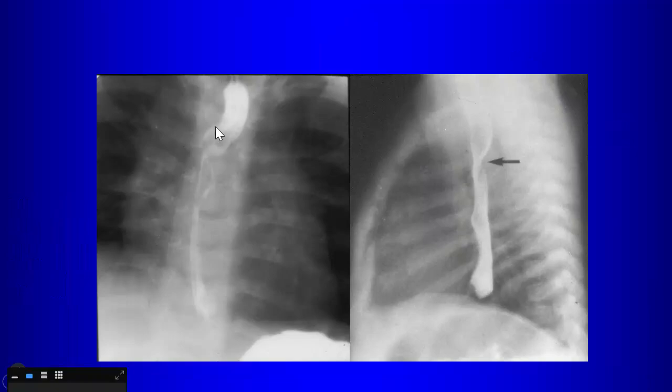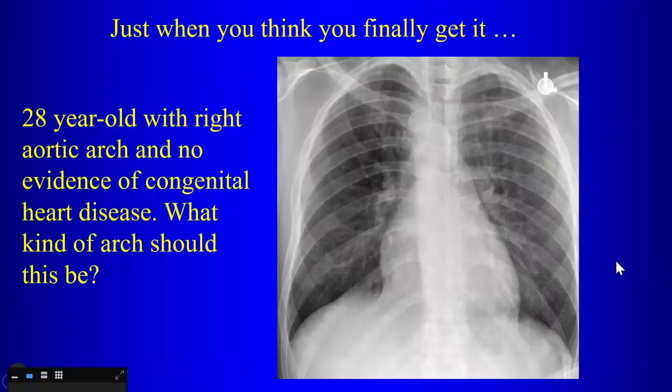And then two indentations on the esophagus. Whenever you have a ring, you'll have two indentations there on the esophagus. Okay? And then that posterior indentation, you also see that with a vascular ring from double arch. Okay? And then just when you think you finally understand all this, you get a case like this.